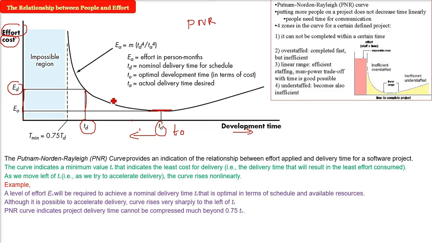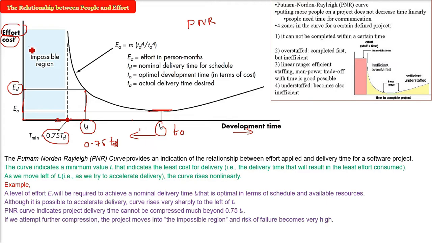So the PNR curve indicates project delivery time cannot be compressed much beyond 0.75 TD, because beyond 0.75 TD, I'm talking about going on the left hand side, below this 0.75 TD, this is an impossible region, an impossible zone. If you want to compress and go into the impossible region, the project is full of failure. The risk of failure becomes very high.